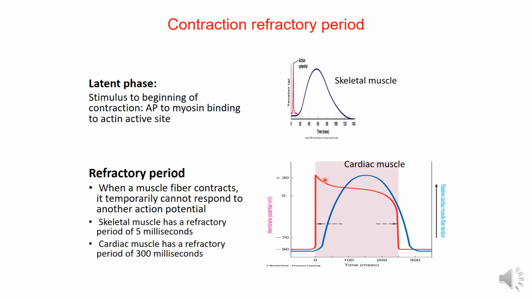We have a plateau, and we have here systole and diastole. During systole, no stimulation of the muscle can produce another contraction, or the cardiac muscle cannot respond to any stimulus during the contraction. Why? Because of the presence of the refractory period. The refractory period in skeletal muscle is 5 milliseconds, so the muscle can be stimulated during the contraction, while the refractory period in the cardiac muscle is 300 milliseconds, so it cannot be stimulated during the contraction.